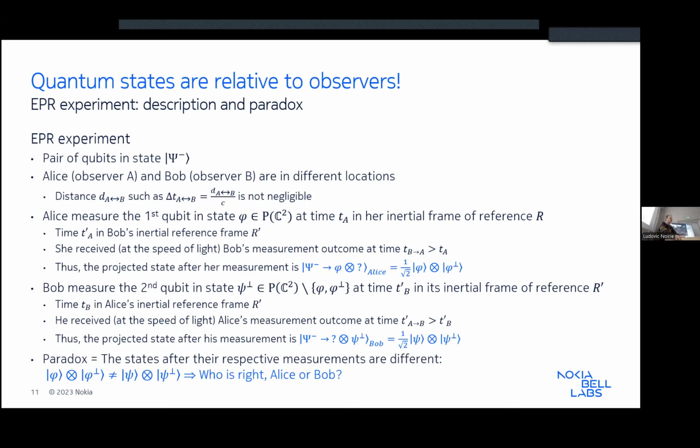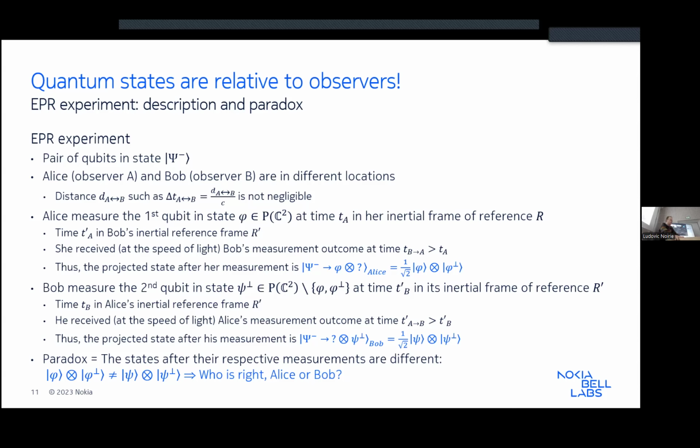What do you think? A bit of interaction. Probably both. Both, yeah, just guessing. It's related to the title of my presentation, of course. So, we can interpret that quantum states are relative to observers.